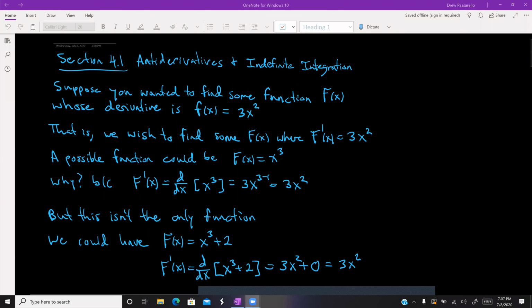All right, so now we are starting chapter 4, and chapter 4 covers a new concept, and that concept is integration. And so the first section, 4.1, covers what antiderivatives are and indefinite integration. So this first video is going to cover the concepts, and then the following videos will do examples.